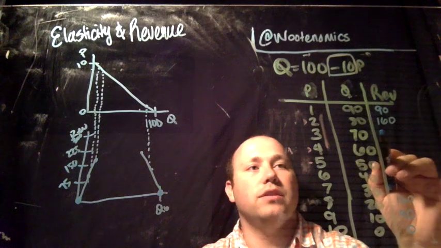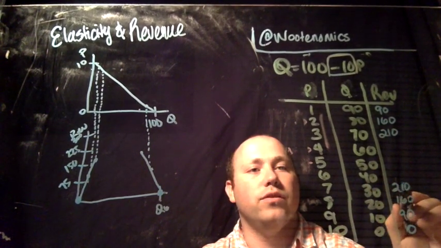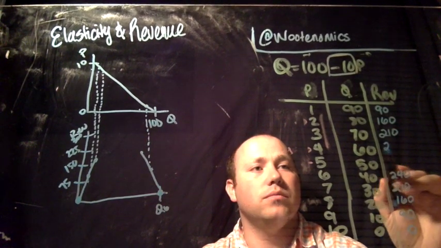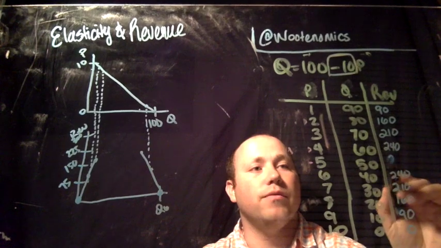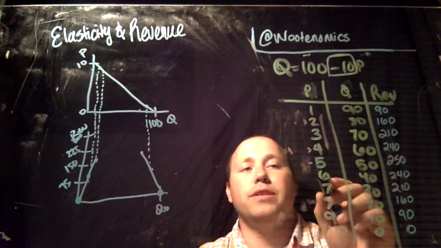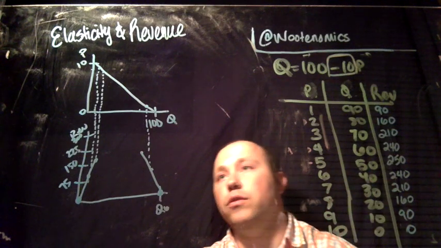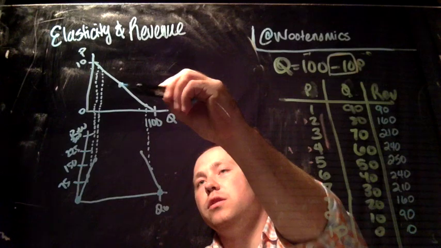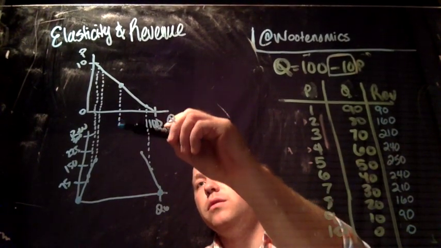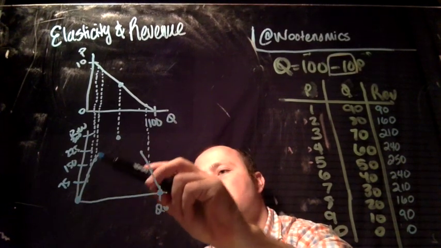So I'll fill this out relatively quickly. If you're not 100% sure of how to fill out a revenue table, it might be beneficial to review that before the quiz or the exam. Right in the middle, I have a price of $5. I'm selling 50 units, so I have a total revenue of $250. So right in the middle of our demand curve is the highest revenue point.